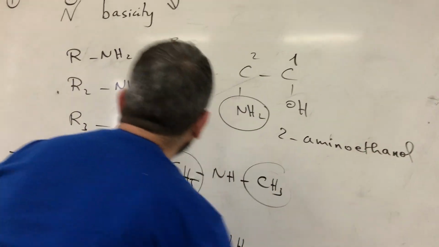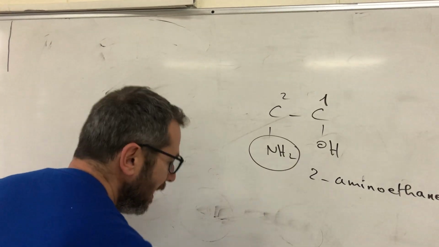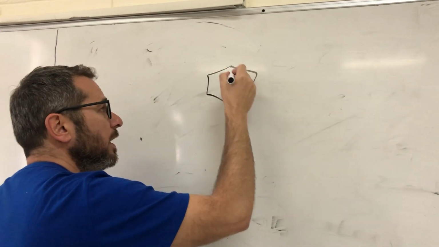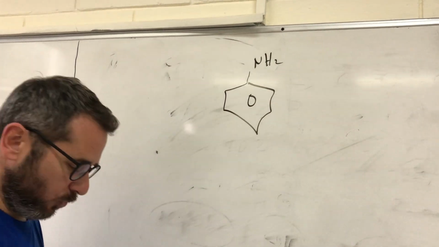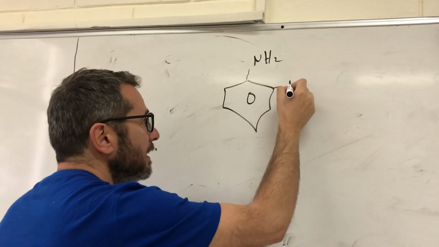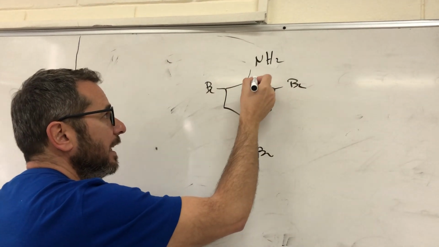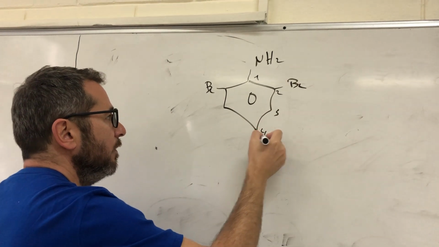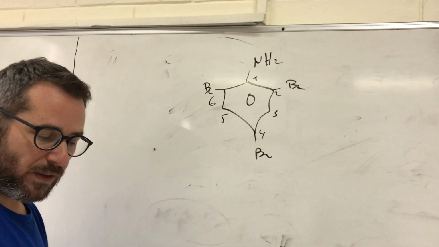Now how to name aromatic amines? Aromatic amines are named as derivatives of the simplest one, which is this one, if you remember from the chapter of benzene, which is aniline. So if I want to name, for example, this compound, with Br, as a derivative of aniline, 1, 2, we choose the lowest, 4, 5, 6. So it will be 2,4,6-tribromoaniline.